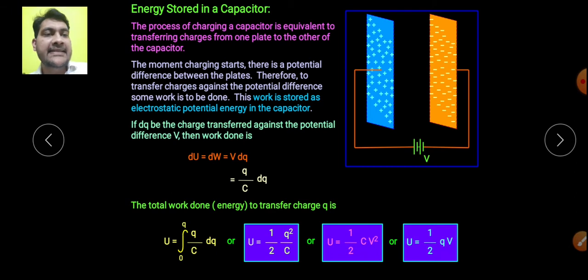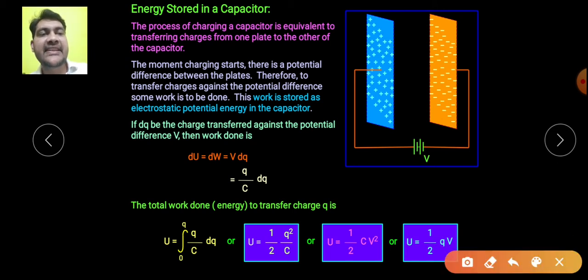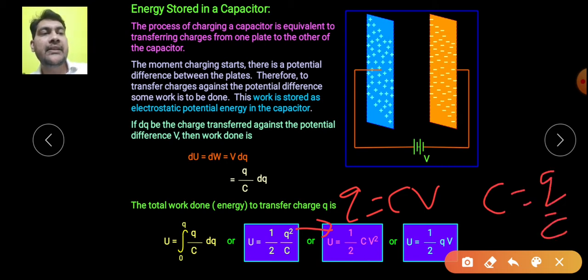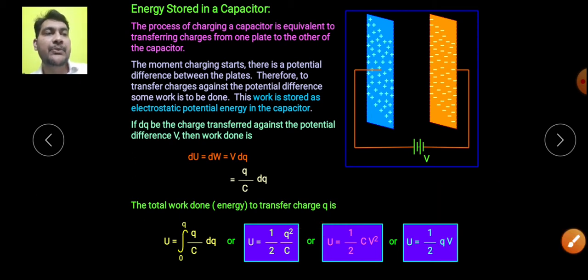One more important expression can be obtained. If you want to eliminate C here, and you put C equal to q by V, then you will obtain the relation: potential energy is equal to half qV. So these are some important relations. Initially it was q square by 2C. If you replace q with CV, you get this expression, and if you put C equal to q upon V, you get this equation.